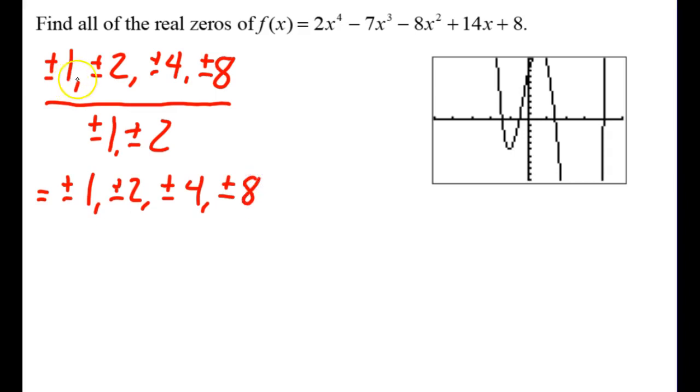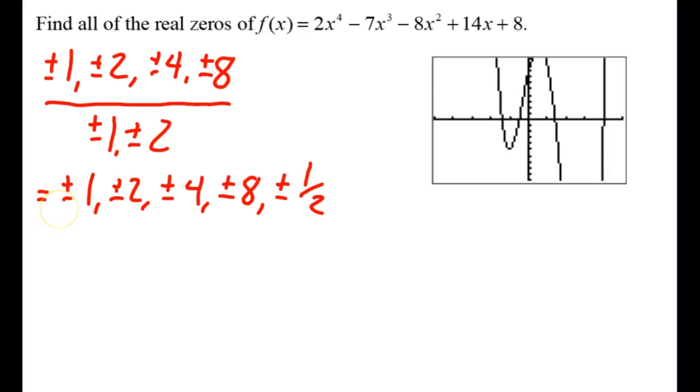And then we have to take all these terms in the numerator divided by 2. So we have plus or minus 1/2. 2 divided by 2 is 1, which we already have. 4 divided by 2 is 2, which we already have. And 8 divided by 2 is 4, which we already have. If you already have one of those factors, you do not have to rewrite it.